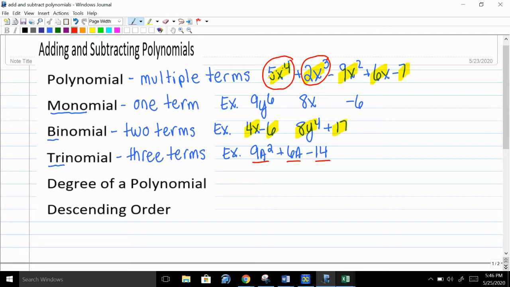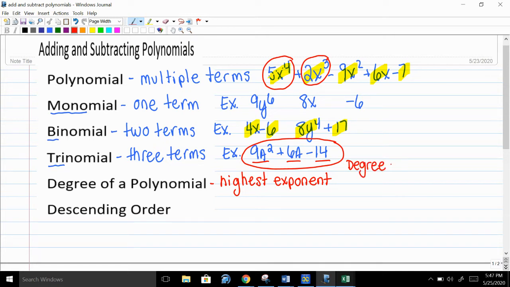All right, degree of a polynomial, we're not really going to talk too much about this, guys. The degree is the highest exponent. So if I looked at this trinomial right there as an example, the degree of that trinomial is going to be 2, because the biggest exponent you see in the problem is 2. If I looked at the first one that I did all the way up here, the biggest exponent there is 4. So the degree of that would equal 4.